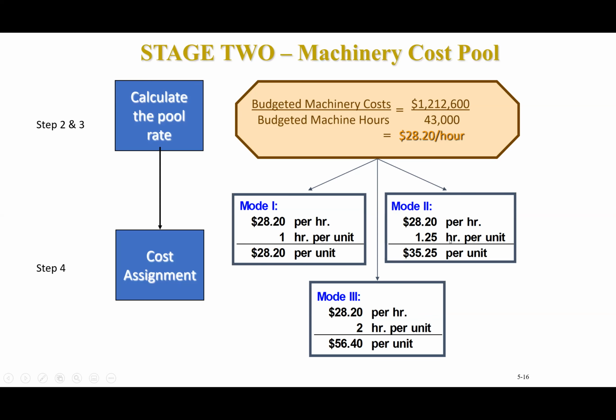And then for Model 2, it takes us 1.25 machine hours per unit of Model 2. So using 1.25 hours times $28.20 per hour, you allocate $35.25 of machinery cost to each unit of Model 2. Same thing, you allocate $56.40 of machinery cost to Model 3.